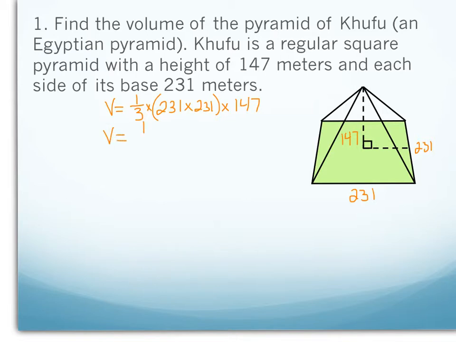So volume equals 1/3 times 53,361 times 147. It's about 261,468.9 meters cubed.